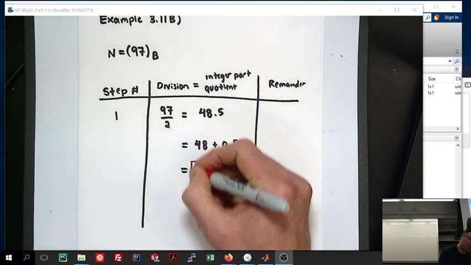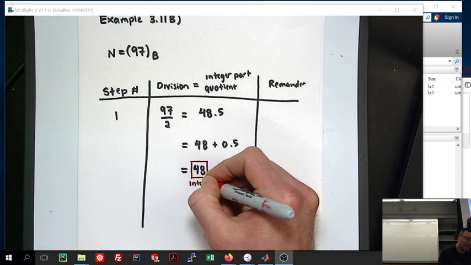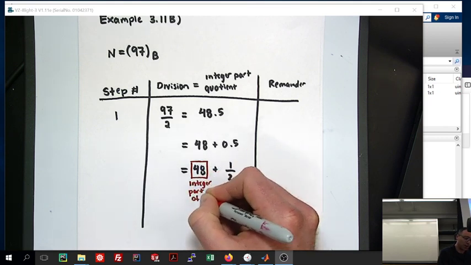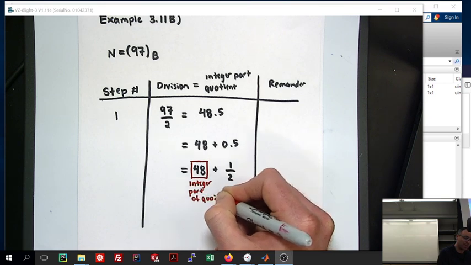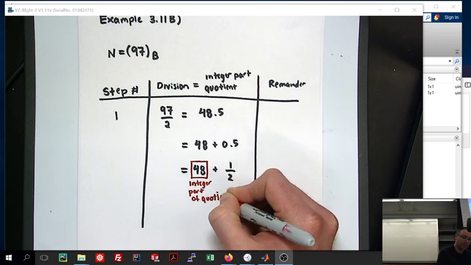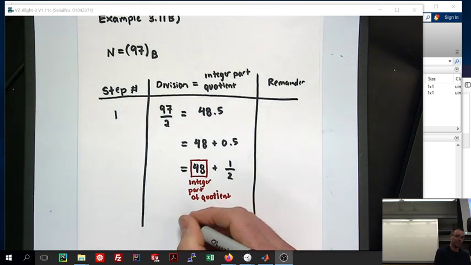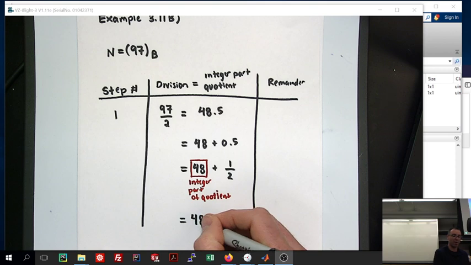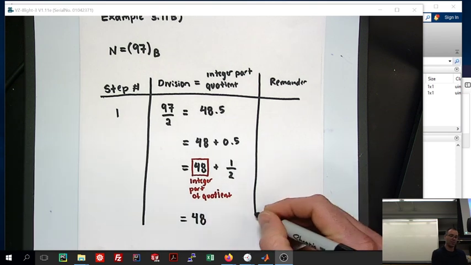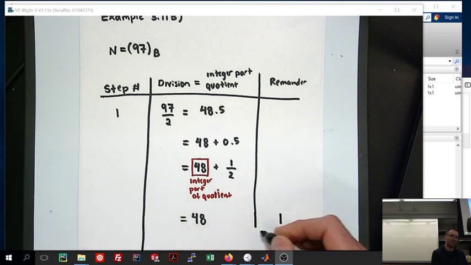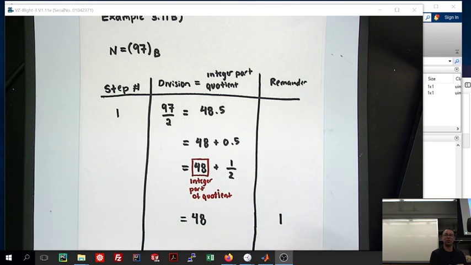So this is what we would call the integer part of the quotient. What's the remainder? The numerical remainder. I would say it's 1. Remainder 1 mod 2, right?